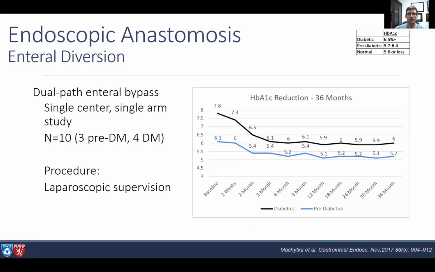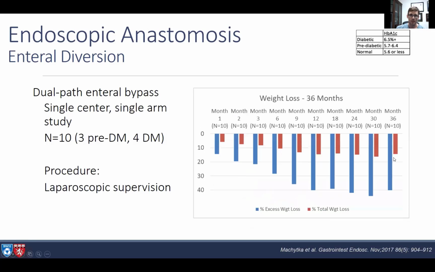A1C reduction at 36 months: you see in the diabetics, it went from 7.8 down to 6. In the pre-diabetics, it went from 6.1 down to 5.2. And the weight loss here at 36 months, we have over a 14% total weight loss that was pretty stable and maintained there.